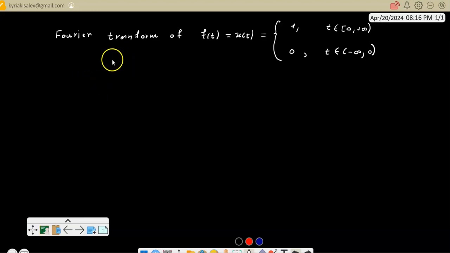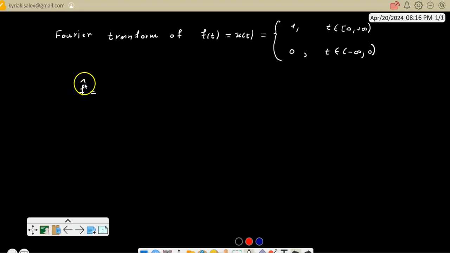In this video, we find the Fourier transform of the function f of t equals u of t, where u of t is called the Heaviside function or the unit step function. We take the definition of the Fourier transform.